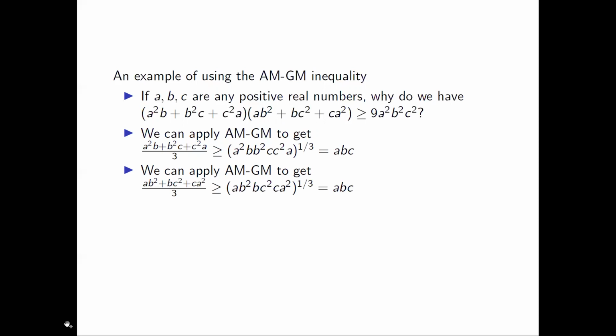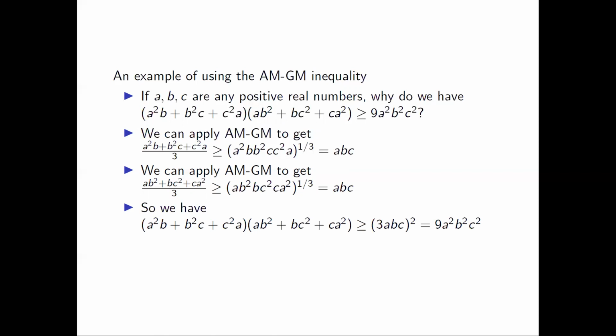Similarly, if we apply AM-GM to the second term in the product, we get ab squared plus bc squared plus ca squared over 3 is greater than or equal to the product ab squared times bc squared times ca squared raised to the 1/3, again, which gives us abc. We can take both of those last two bullets and multiply both sides by 3.